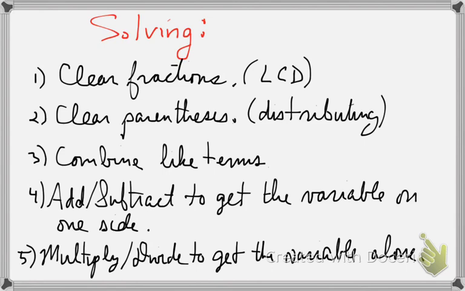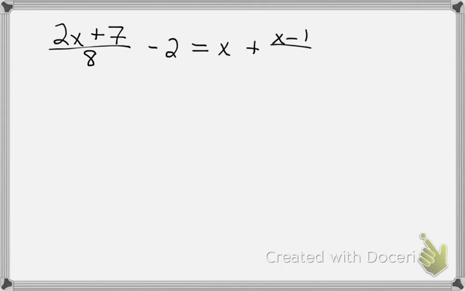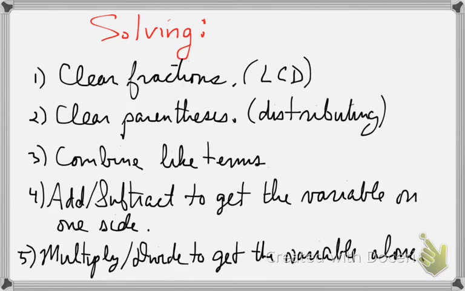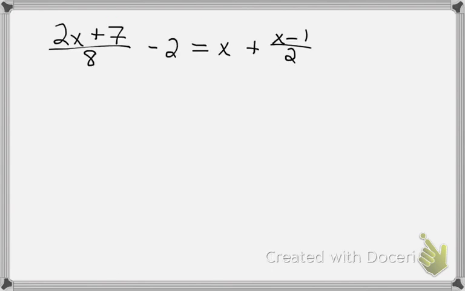So let's say that I give you (2x + 7) all divided by 8, minus 2, set equal to x plus (x - 1) all over 2. All right. So here we've got an equation. How do I know it's an equation? There's an equal sign. All right. And we want to solve. That means getting the variable by itself, right? So if we look at our steps, what's the first thing we should do? Clear the fractions. Right, you guys are usually allergic anyway, so you get to kill them off first step.